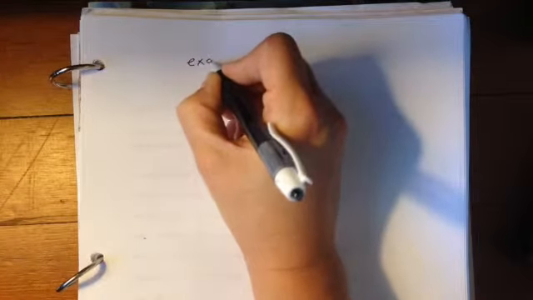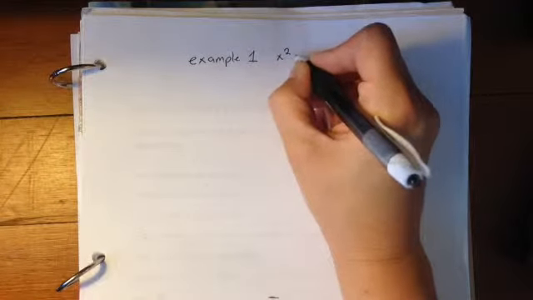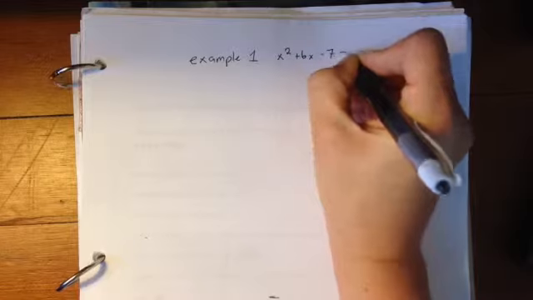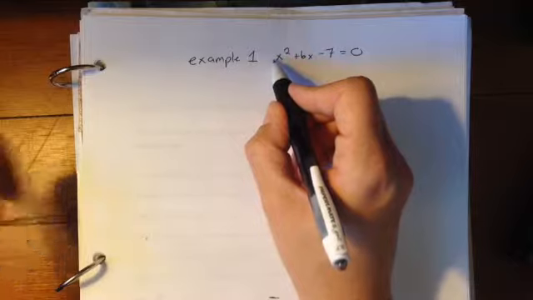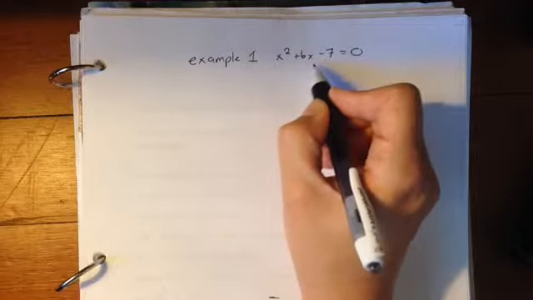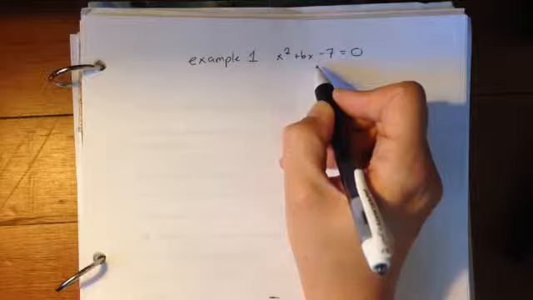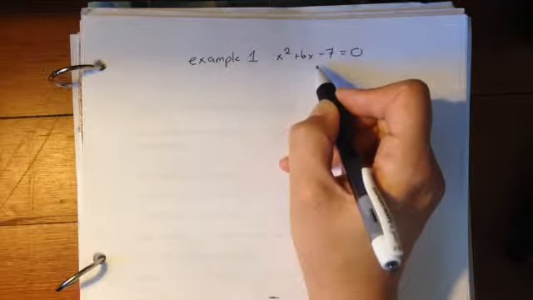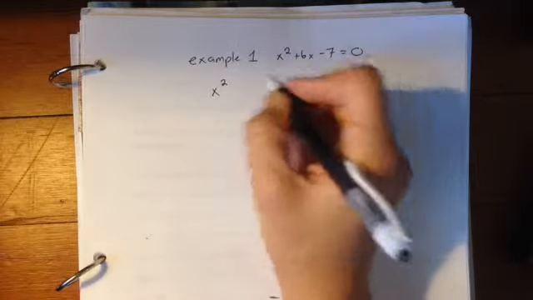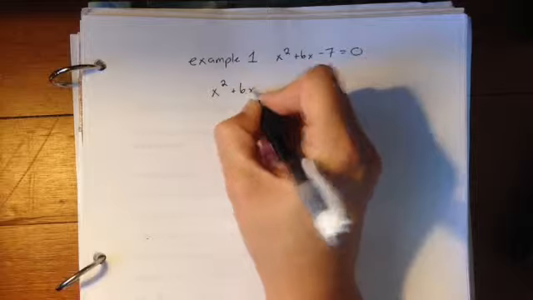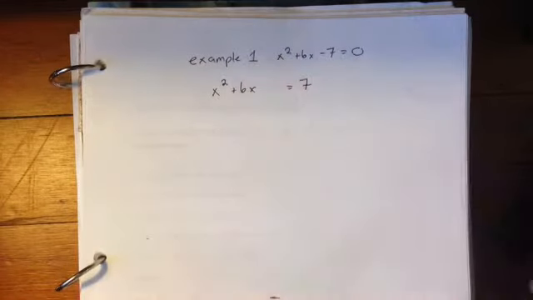Now that we know what the overall goal is, let's take a look at another example. This time, we're going to start with x² + 6x - 7 = 0. The first thing we need to do is get the x² and the 6x on one side of the equation by themselves, so that we can figure out the magic number and add that to both sides to complete the square. So that means I'll be adding 7 to both sides. So x² + 6x = 7.